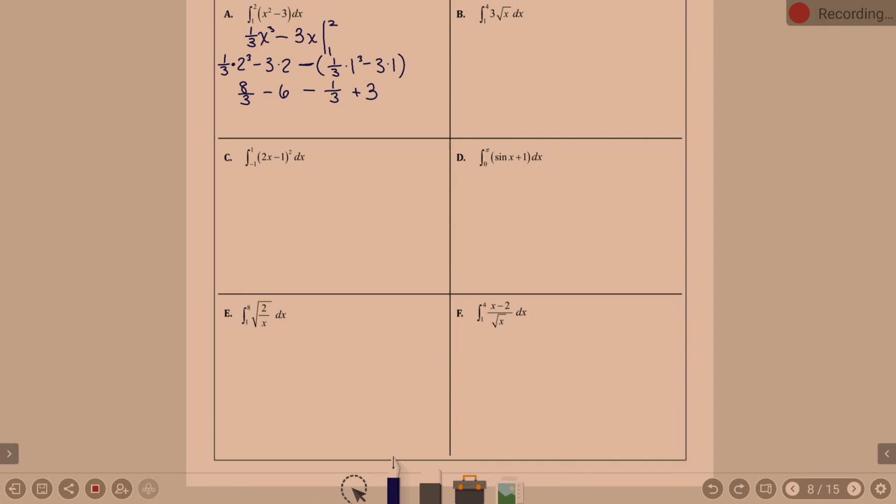Or we can make everything thirds right now. So I could say 8/3 minus 6 is 18/3, minus 1/3 plus 9/3. Negative 2/3.